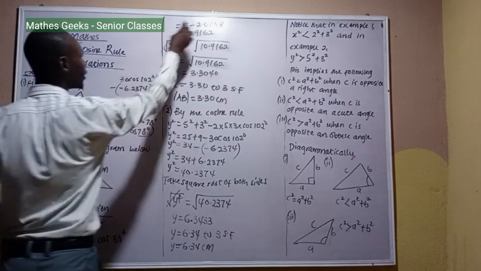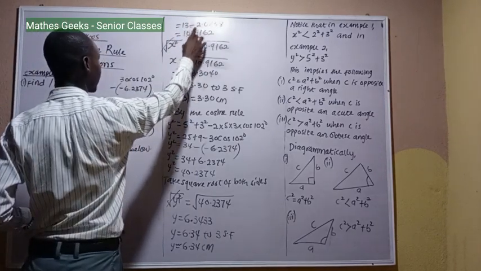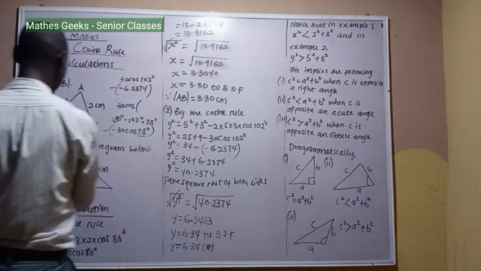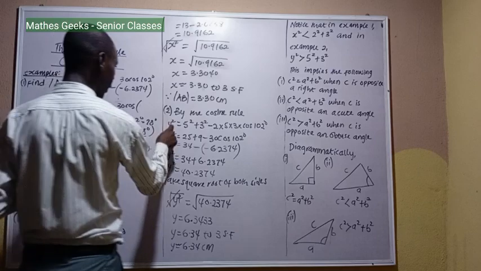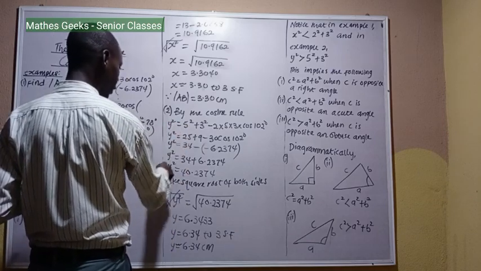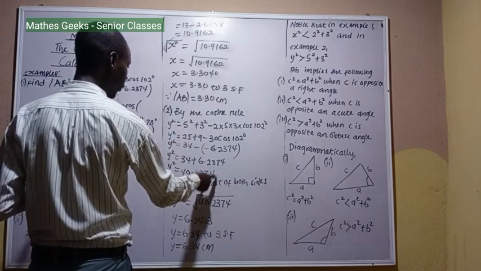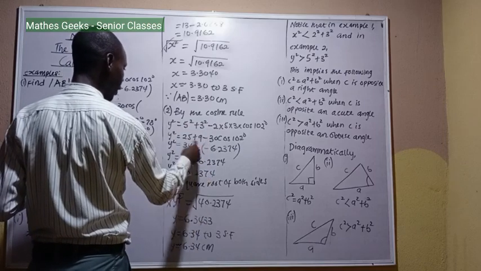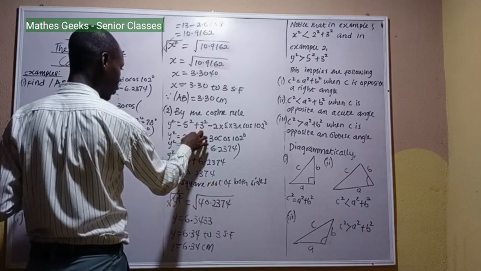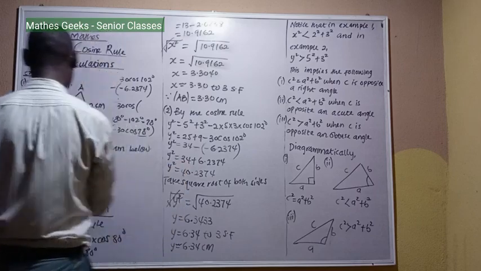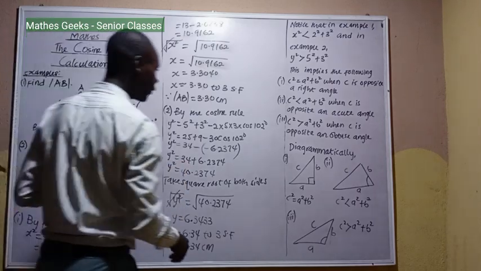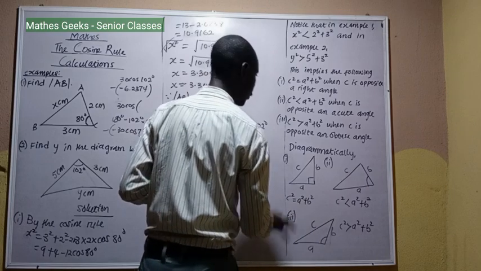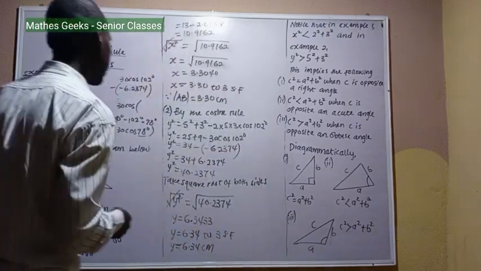X squared in this case is 10.9162, and 13 is greater than 10.9162. That's because it's an acute angle. But if it's an obtuse angle, it's the reverse. Y squared here is 40.2374, and that's because 40.2374 is greater than 5 squared plus 3 squared, which is 34. So that's for the obtuse. But if it is a right angle triangle, c squared will be equal to a squared plus b squared. So that's what you need to take note of.